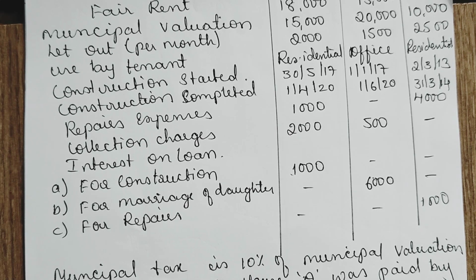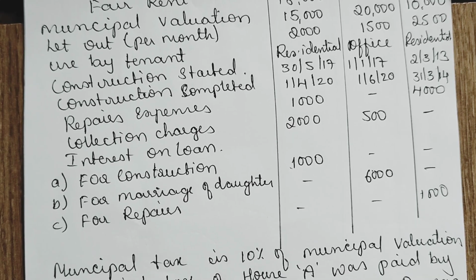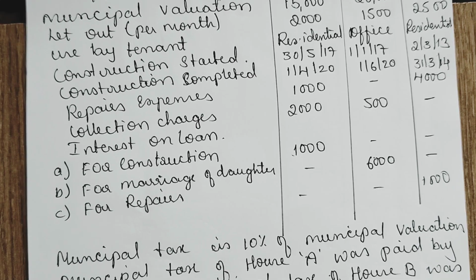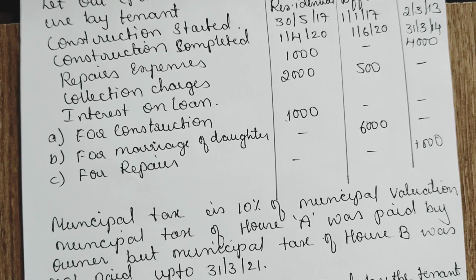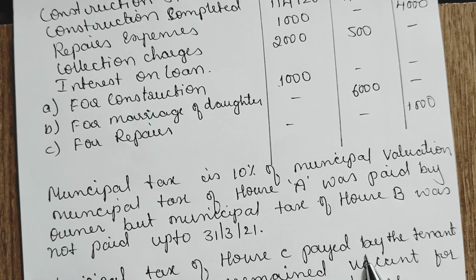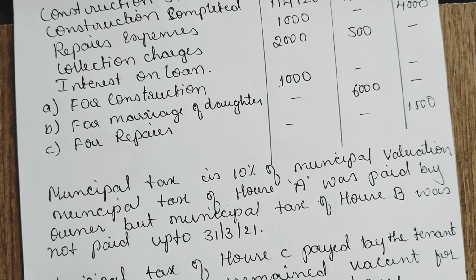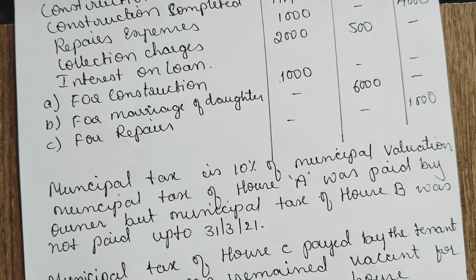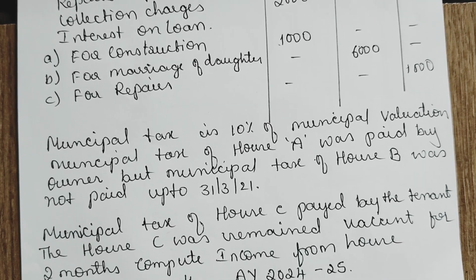Municipal tax of house A was paid by the owner, but municipal tax of house B was not paid up to 31st March 2021. Municipal tax of house C was paid by the tenant. House C remained vacant for 2 months. Compute income from house property for the assessment year 2024-25.